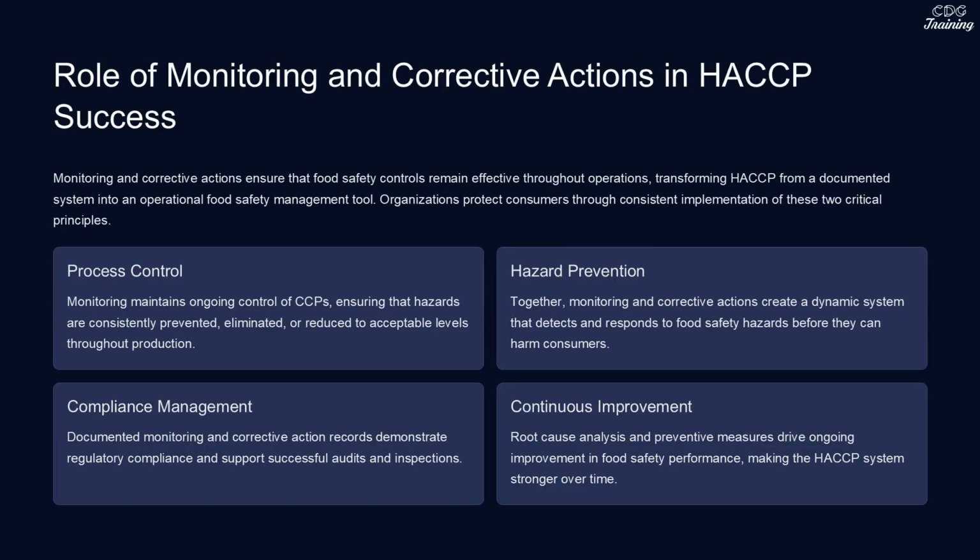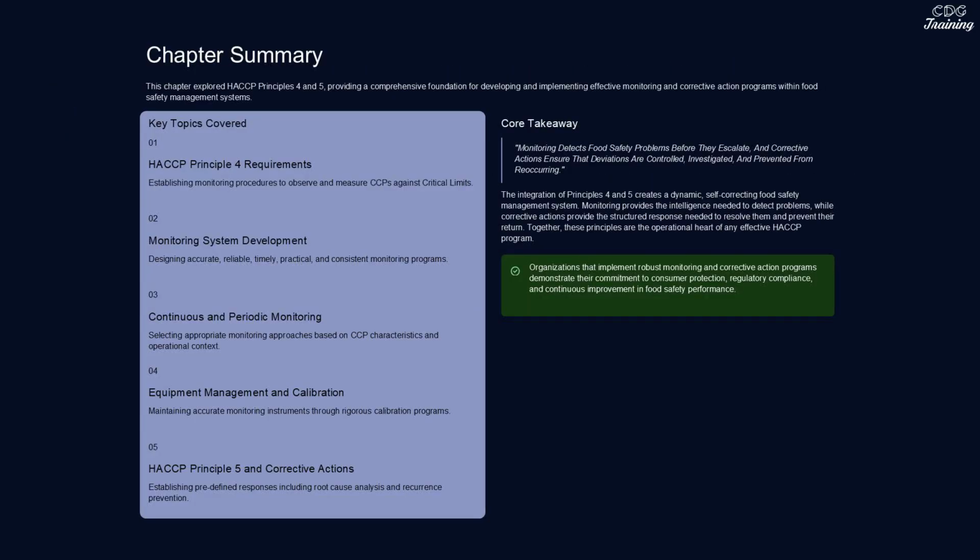Monitoring and corrective actions are key to HACCP success. By focusing on process control, hazard prevention, compliance management, and continuous improvement, organizations can ensure effective food safety controls and strengthen the HACCP system. In summary, effective monitoring and corrective actions are foundational to food safety management. By covering key topics and implementing robust systems, organizations can improve safety, compliance, and continuous improvement.